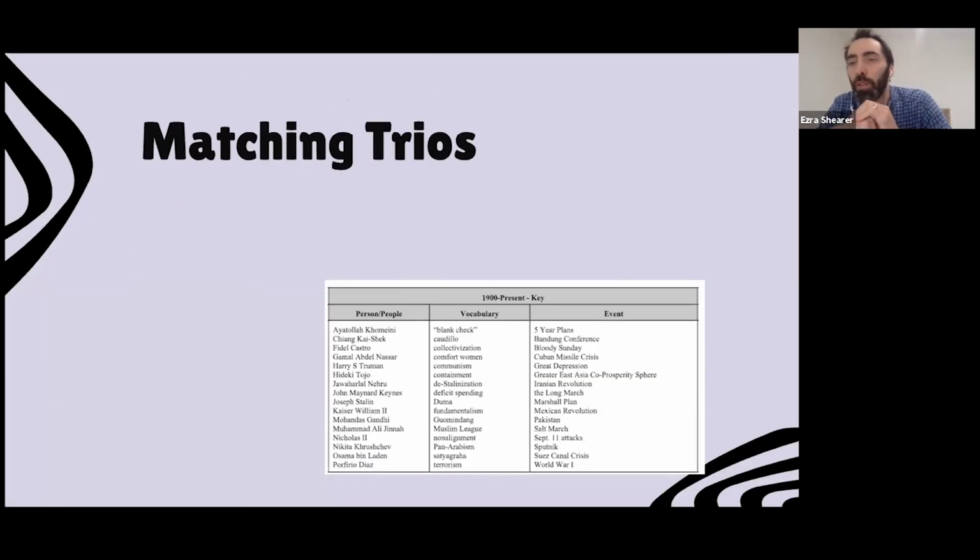So those were relative to one another. Now we're getting into some comparison pieces. This is called matching trios. Matching trios is pretty fun and pretty challenging for students. It's really going to frustrate them.